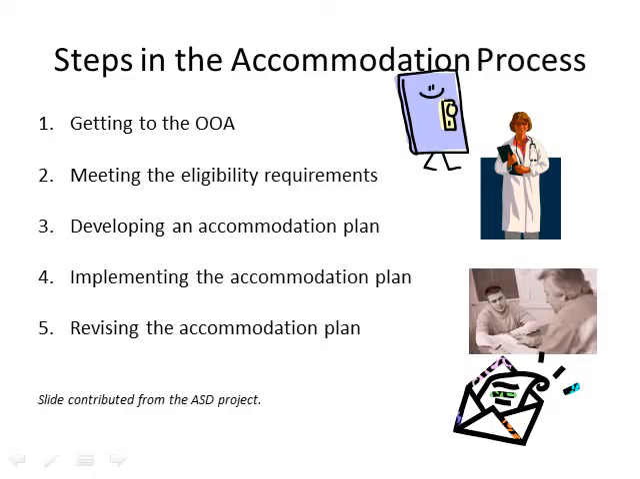The steps in the accommodation process are multi-tiered. The first step is getting to the Office of Accessibility, and the second is meeting the eligibility requirements. Third is developing an accommodation plan. Fourth is implementing the accommodation plan. And fifth might be revising the accommodation plan.